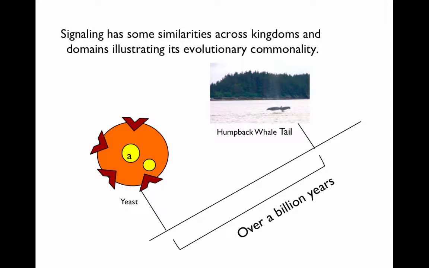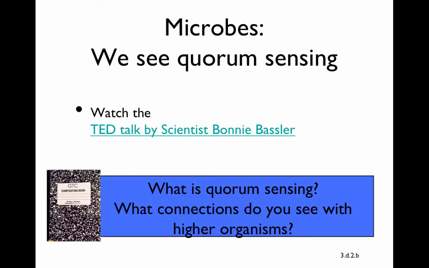Signaling has some similarities across kingdoms and domains, illustrating its evolutionary commonality. A great resource is Bonnie Bassler's TED Talk on quorum sensing in bacteria. Bacteria use chemical messengers to communicate with other nearby cells and to regulate specific pathways in response to population density. This is a great introduction to cell signaling, but is also valuable near the end of the lesson to provide an aha moment as students put the pieces together.